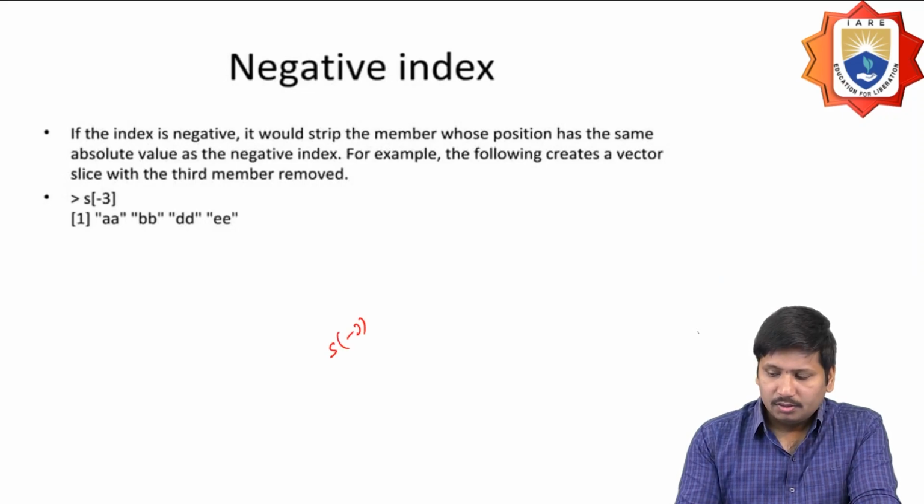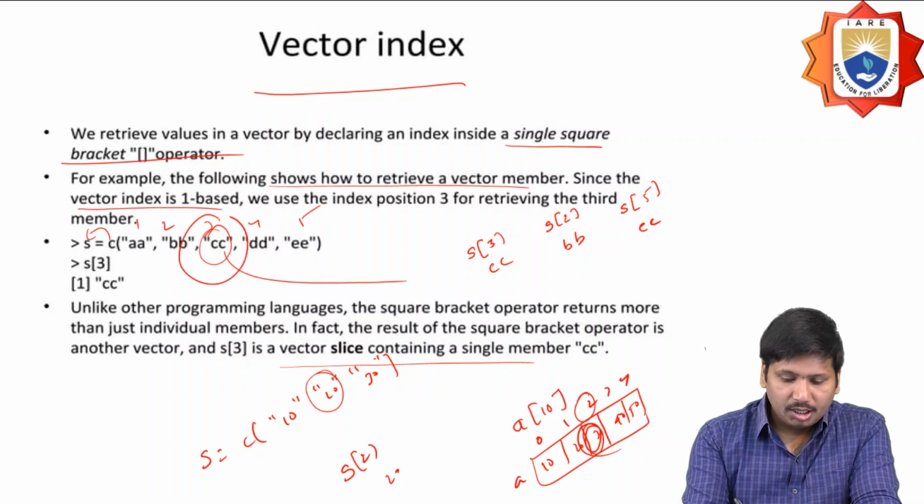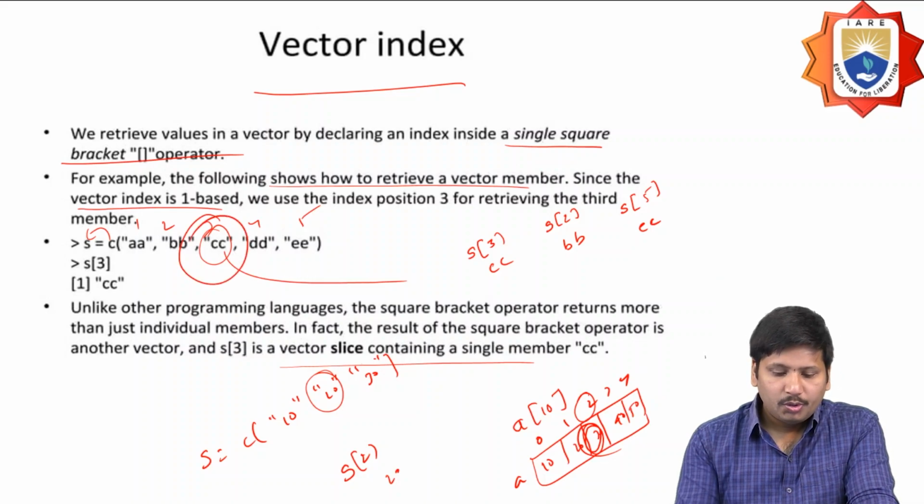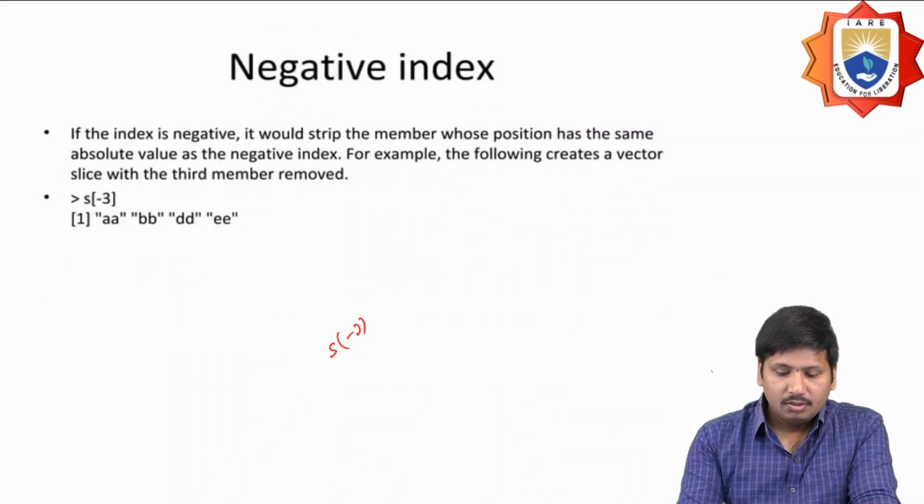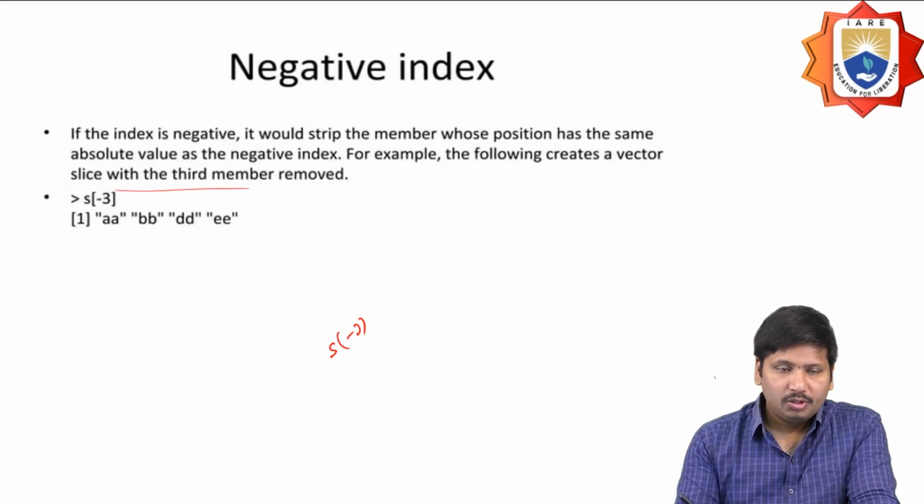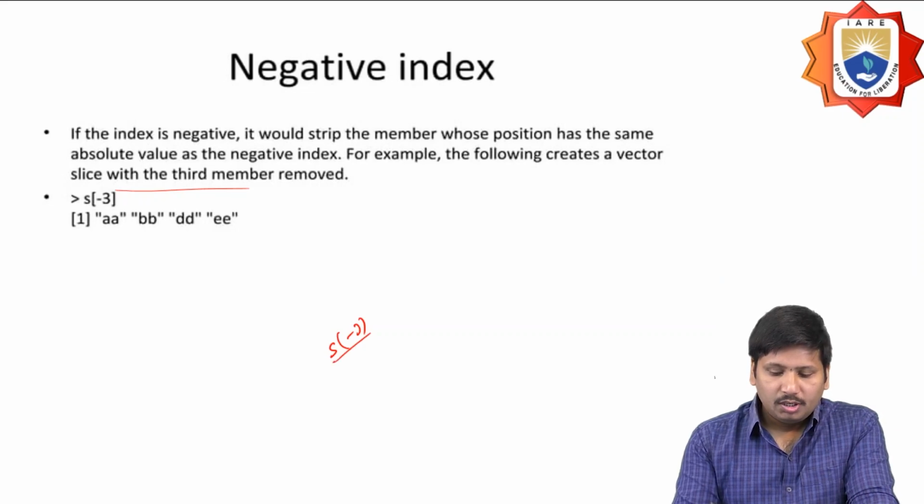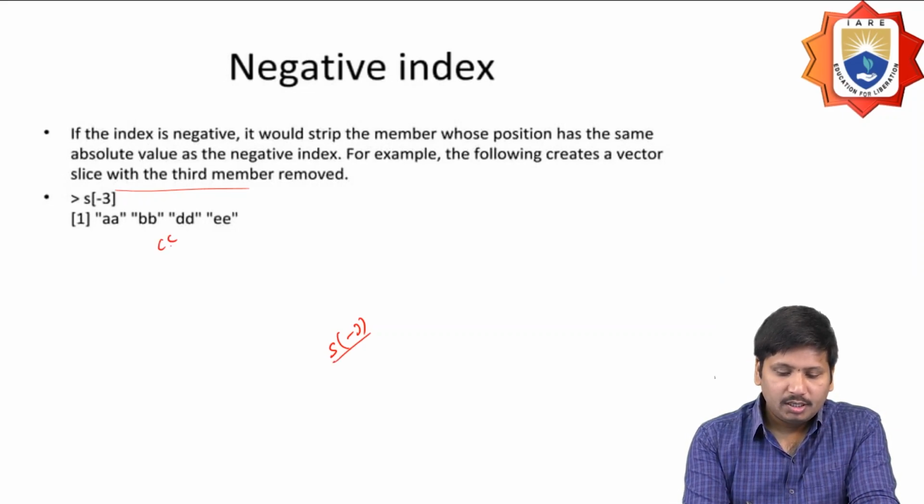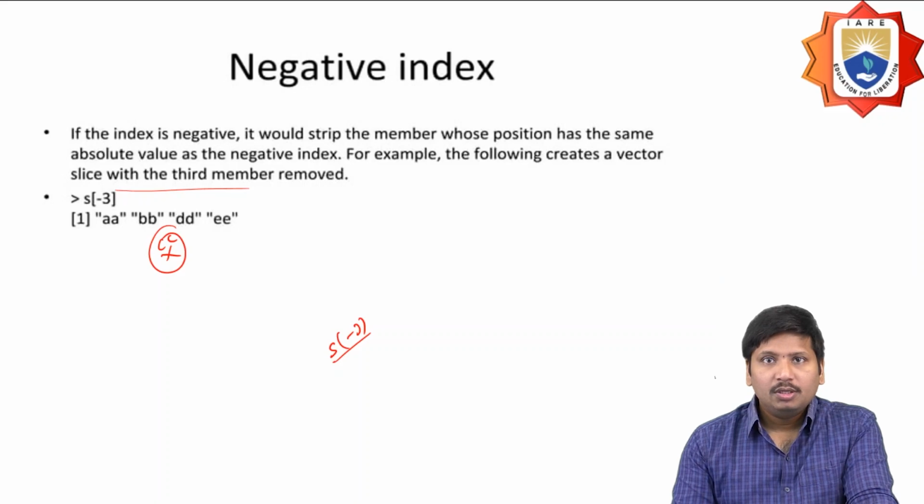Suppose s of -3. In the previous example, this should be the third value, right? So if I write s of -3, based on this negative value, I can remove that element from the vector. So s of -3 means, here CC is there, so that one is going to be removed. That is the advantage of negative indexing in R.